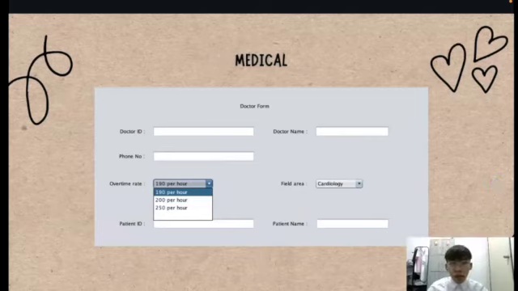Following that is the doctor form. Now, what I have mentioned previously, there are 2 types of doctor in our system. The fields for the doctor are doctor ID, name, and phone number. For medical, there is the overtime rate field for the doctor to choose.